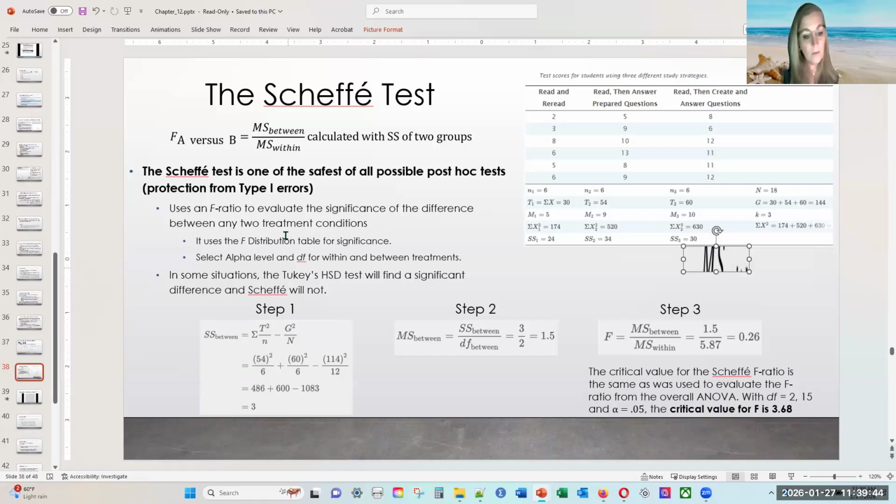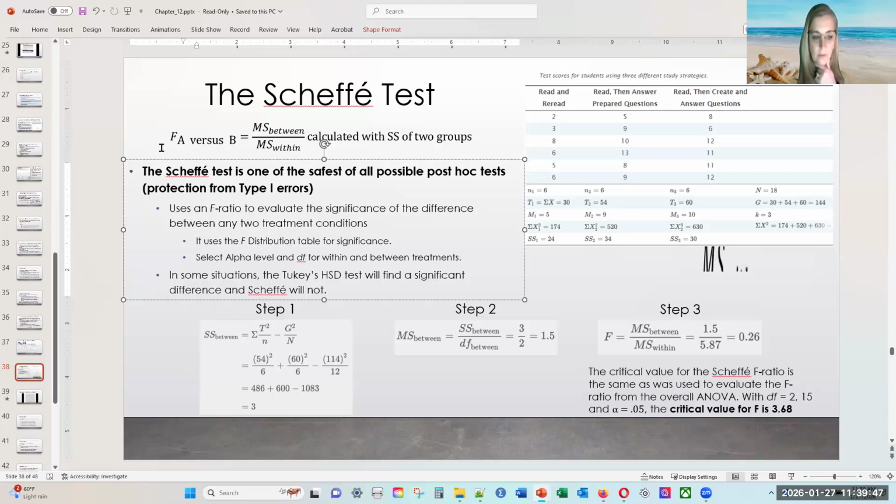All right, so there's also the Scheffé test. This is calculated with the sum of squares of two groups. It's one of the safest of all possible post hoc tests, so it gives you more protection from committing a Type 1 error. It uses an F ratio to evaluate the significance of the difference between any two treatment conditions. It uses the F distribution tables, the same one you used for the ANOVA table, to test for significance.